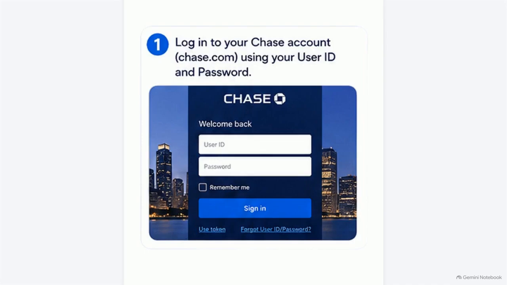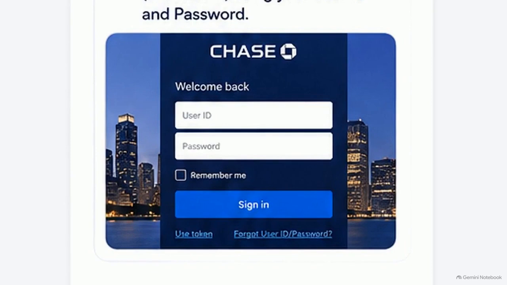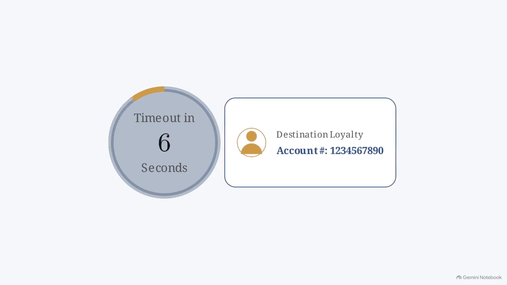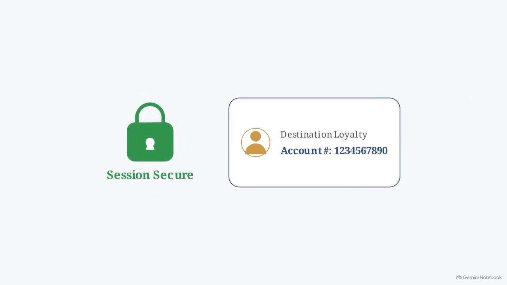We'll start at the Chase login screen to transfer your Ultimate Rewards points to a travel partner. Before logging in, have your Chase credentials, your destination loyalty account number, and a minimum 1,000 point balance ready. Then enter your ID and password to sign in. Having your target loyalty number ready before you begin prevents the Chase portal from timing out due to inactivity, keeping your secure session active while you work.